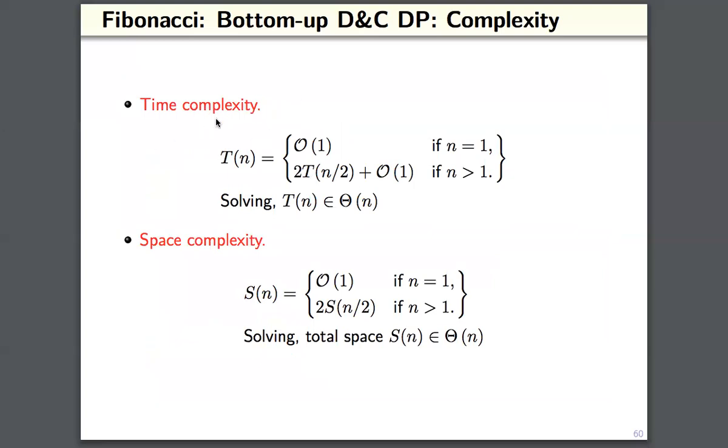Okay, time complexity: T of n is equal to 2T of n by 2 plus O of 1. Space is 2S of n by 2. Why? Because there are two subproblems, remember, left half and right half. We'll see that the complexity is the same. Okay, next.